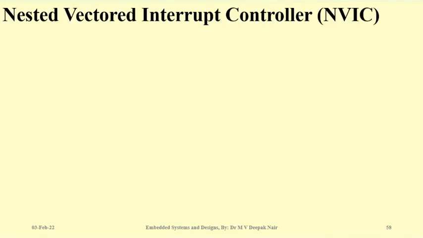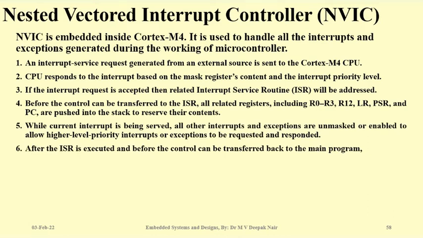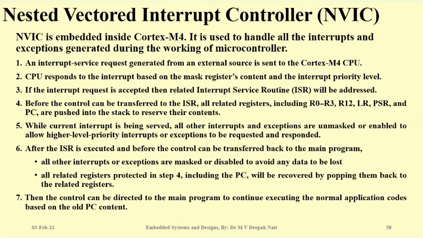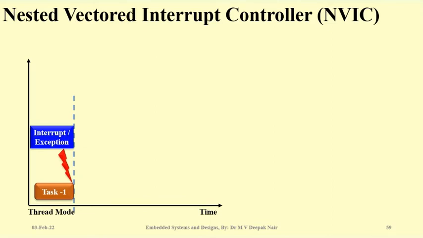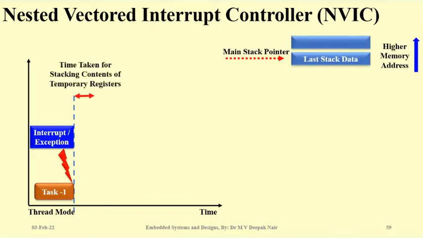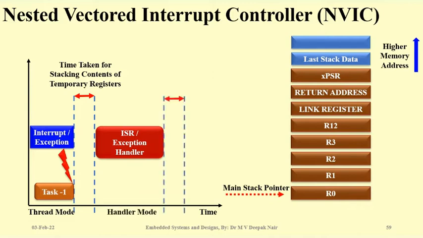Okay, in the previous class, we were discussing the NVIC, nested vector interrupts, and I showed you how the ARM Cortex M4 responds to any interrupt and what steps the microcontroller takes to complete any interrupt. I also showed you the modes in which different tasks run, and when an interrupt comes, how the stack is managed, how the stack pointer moves from one region to another, and how the data in the temporary registers are stored in the stack. So all this we discussed in the last lecture.